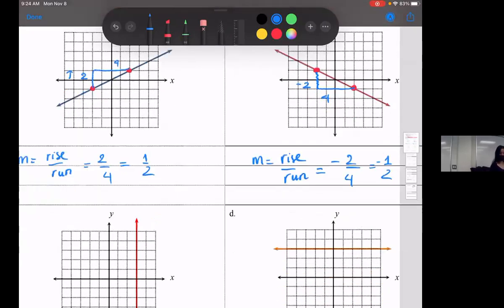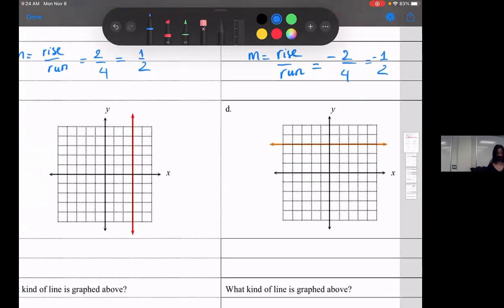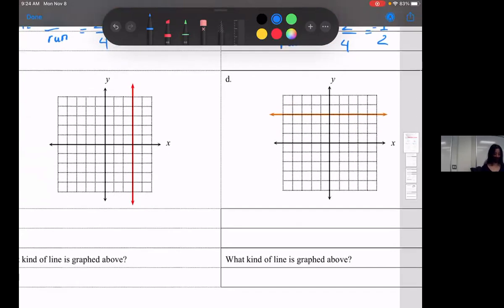All right, I'm going to go back to C. What kind of line is the graph above? I'm talking about the orange graph. What kind of graph is this? Horizontal, right?